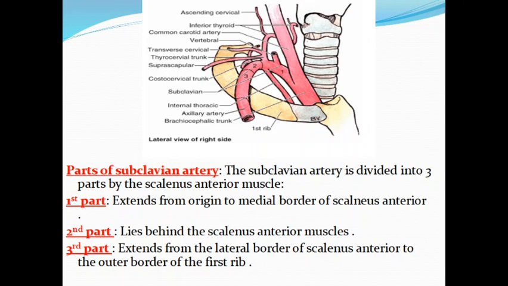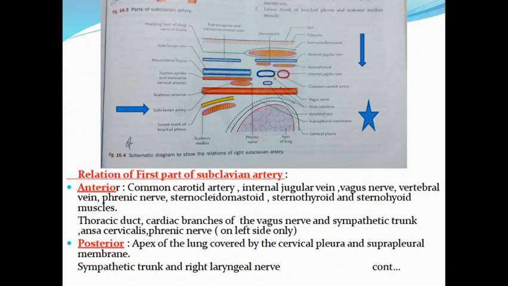Now we'll see the relation of first part of subclavian artery. It is very important to know the relation of subclavian artery. So in the diagram you can see on the left side, the anterior relations are common carotid artery, internal jugular vein, vagus nerve, vertebral vein, phrenic nerve, the muscles sternocleidomastoid, sternothyroid and sternohyoid muscle, the thoracic duct, cardiac branches of the vagus nerve and sympathetic trunk, ansa cervicalis, phrenic nerve only on left side.